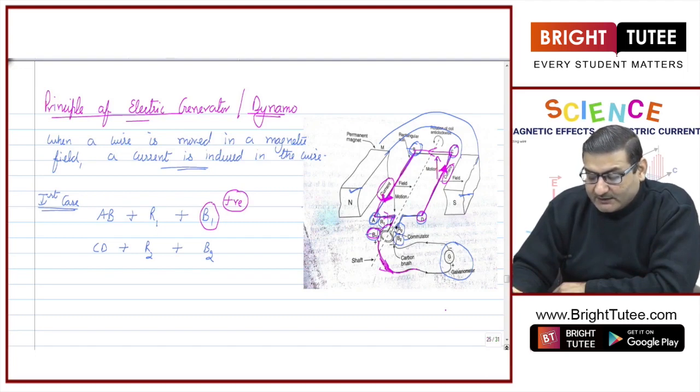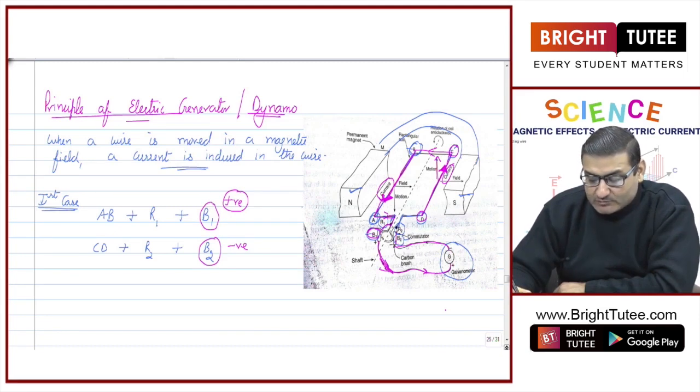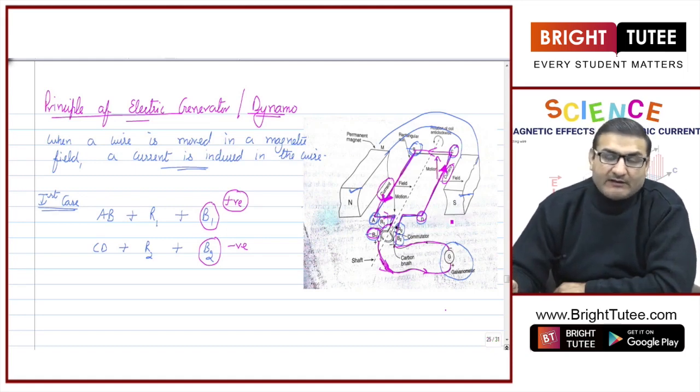This particular current will travel. Please relate the direction of current with the arrows, it goes to the galvanometer, positive and negative, and comes like this. From this B2, this B2 becomes negatively charged. This goes to R2, and through R2 it goes from D to C. This will be the direction of current moving along.